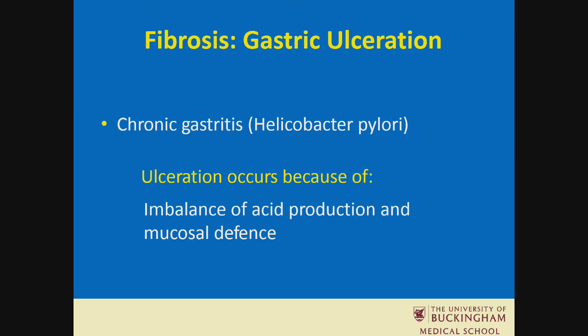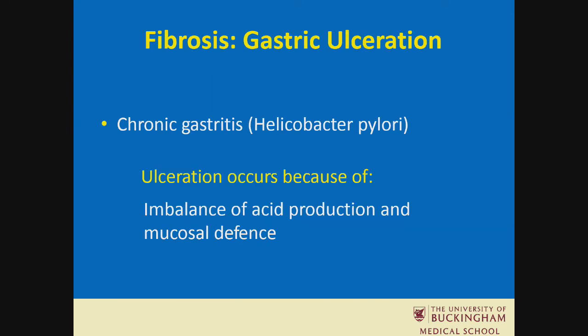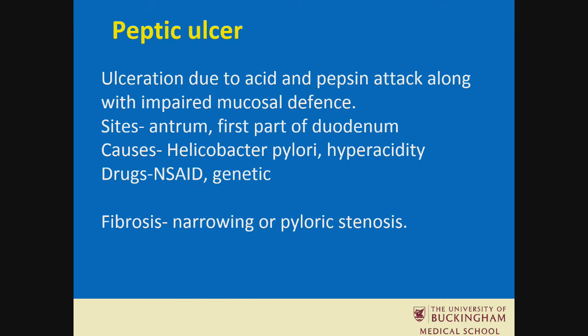Another example of fibrosis in chronic inflammation is peptic ulcer. This ulceration is due to an imbalance of acid and peptic attack and impaired mucosal defense. So it could be due to increased acid and peptic attack or impaired mucosal defense.